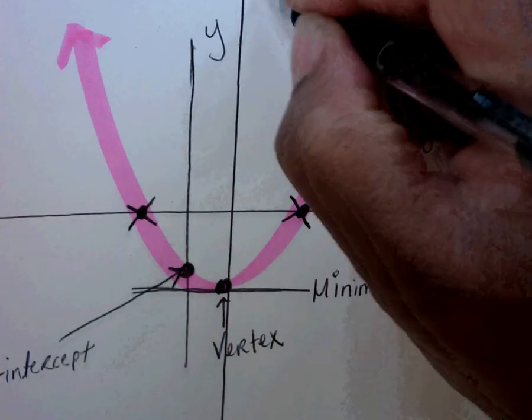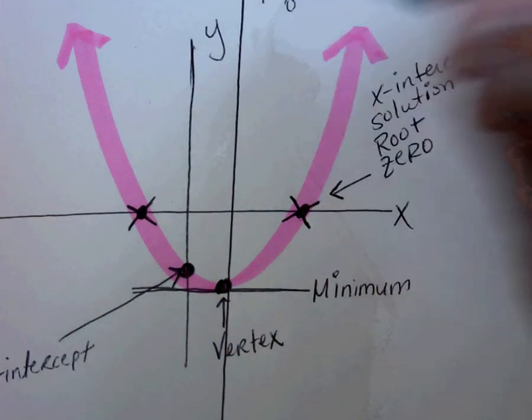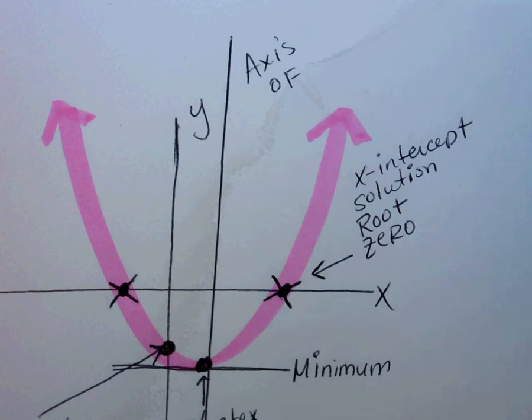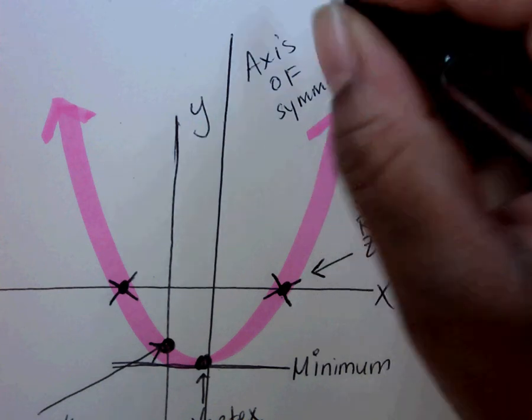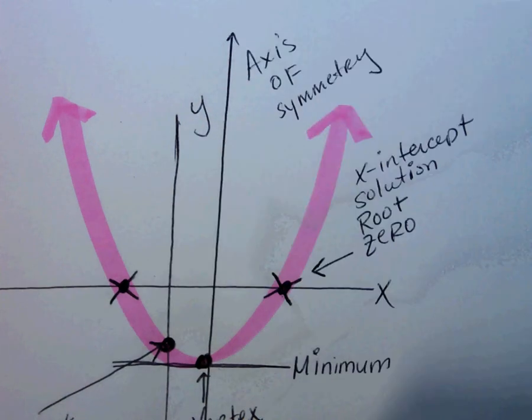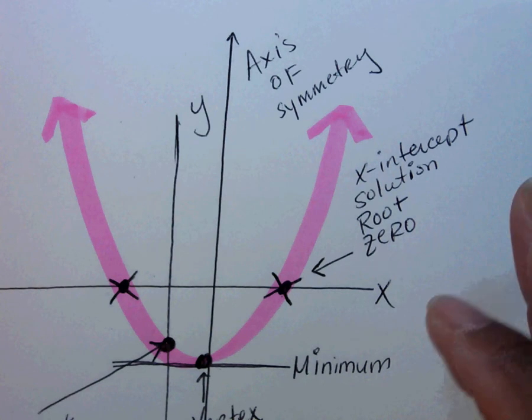And that is called the axis of symmetry. This is the axis of symmetry.